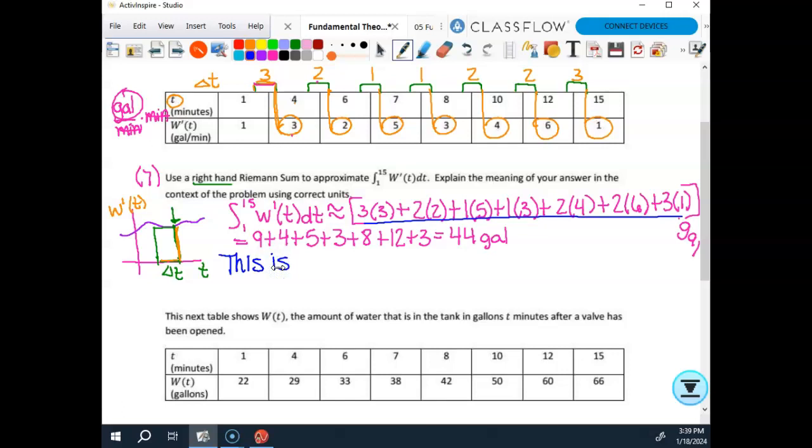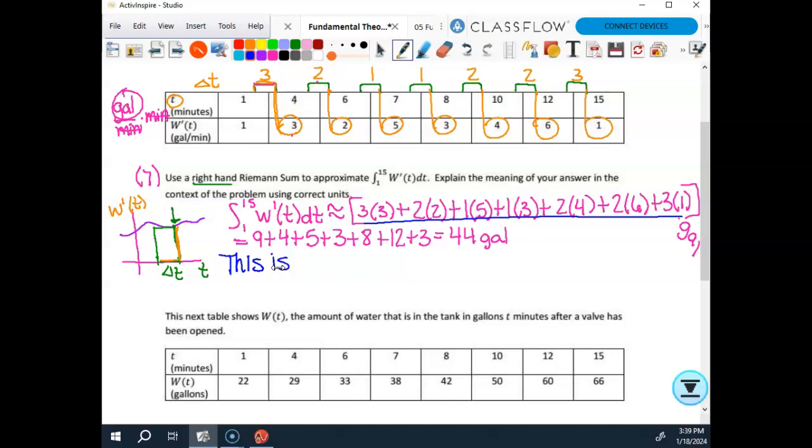All right. Now that was on our Riemann sum stuff. So I want you to pause this video and I want you to see if you can write out the meaning of the answer in the context of the problem using correct units. Pause and then come back and I'll talk you through it. Okay. I'm going to trust that you paused even though I know some of you didn't.